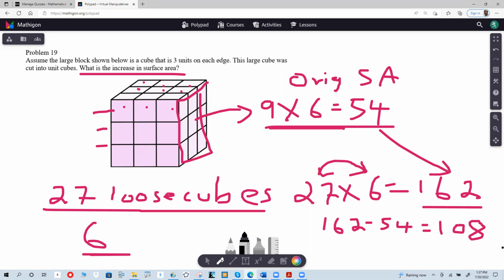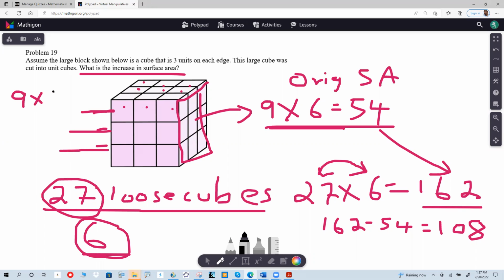So the total surface area will be 27 times 6. How did you get the 27 though? Because there are 27 loose cubes. How did you know? Just count the cubes: 9 on layer 1, 9 in layer 2, 9 in layer 3. 9 times 3 is 27. Oh, okay. I forgot. I'm sorry. You're counting the layers. I think that's what I was missing. Gotcha. But just find the volume of this solid.